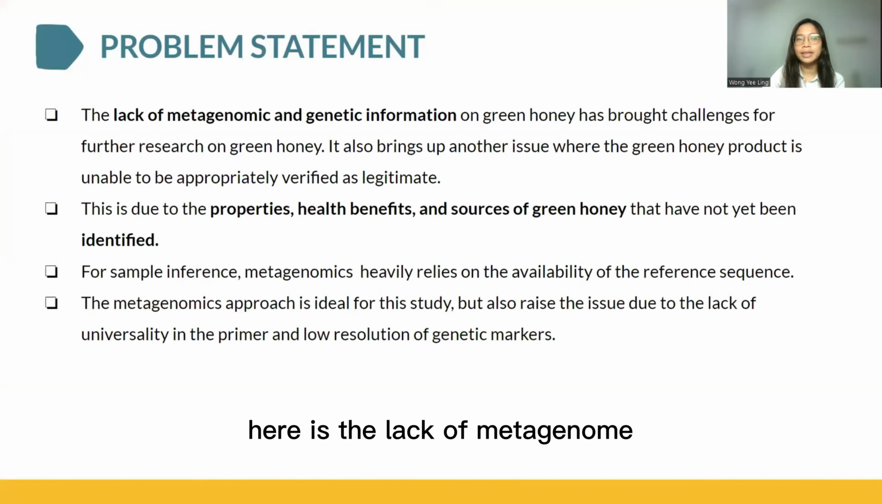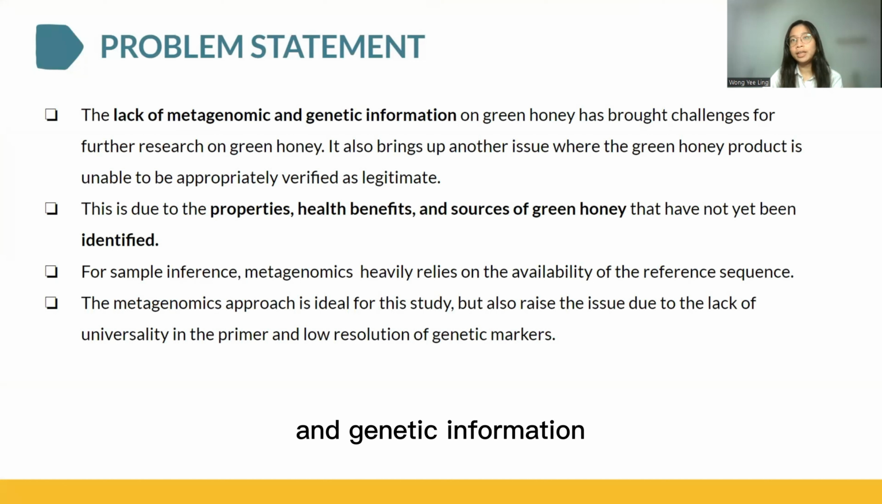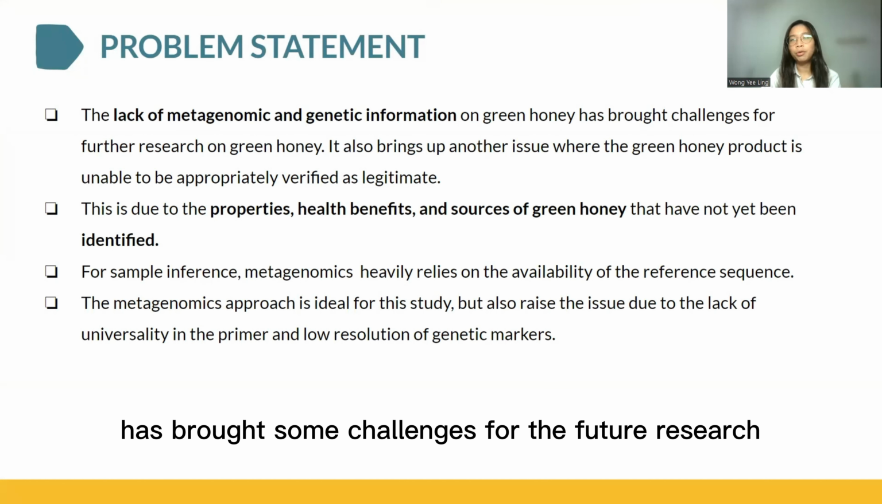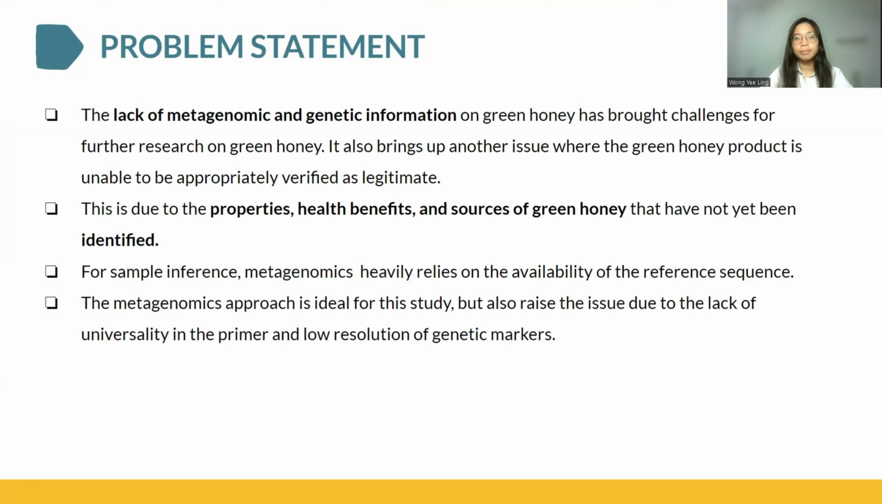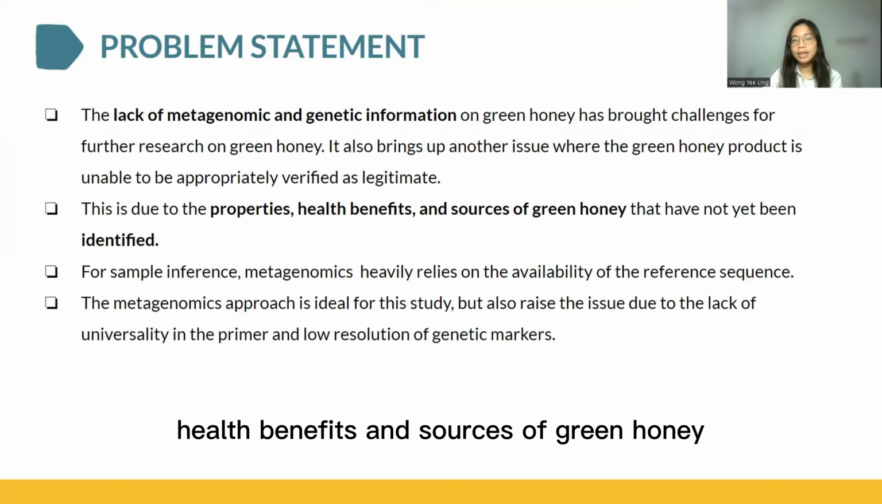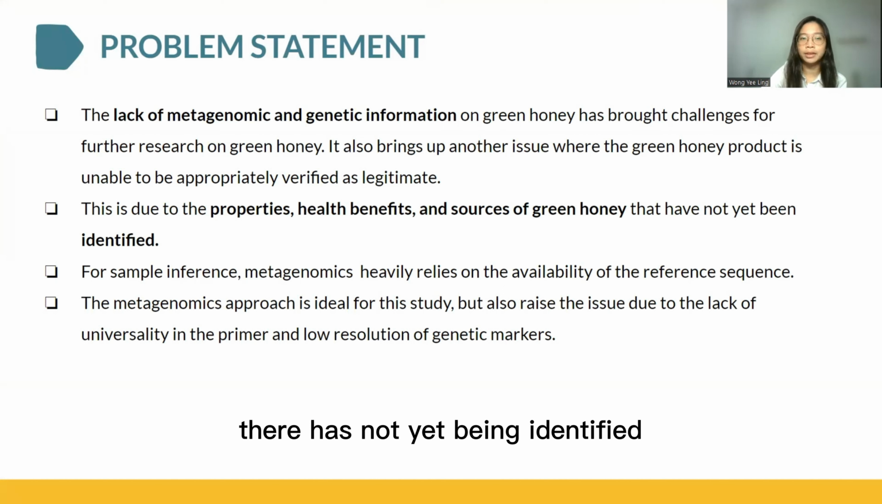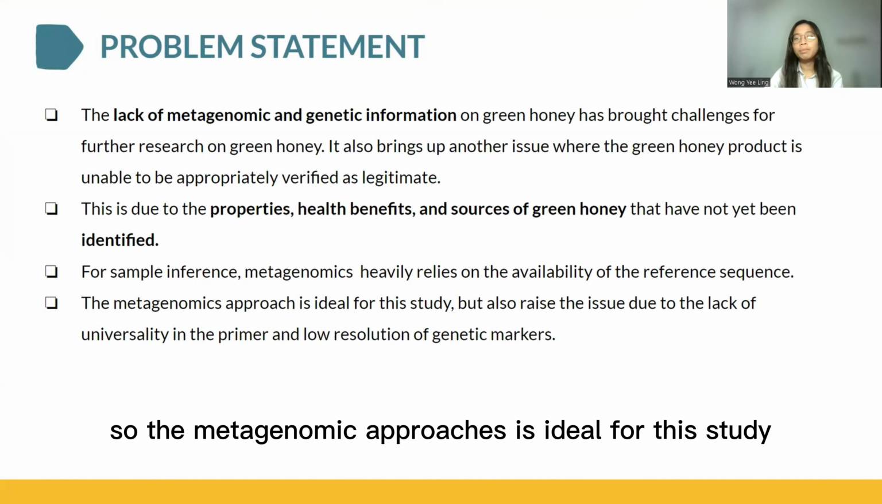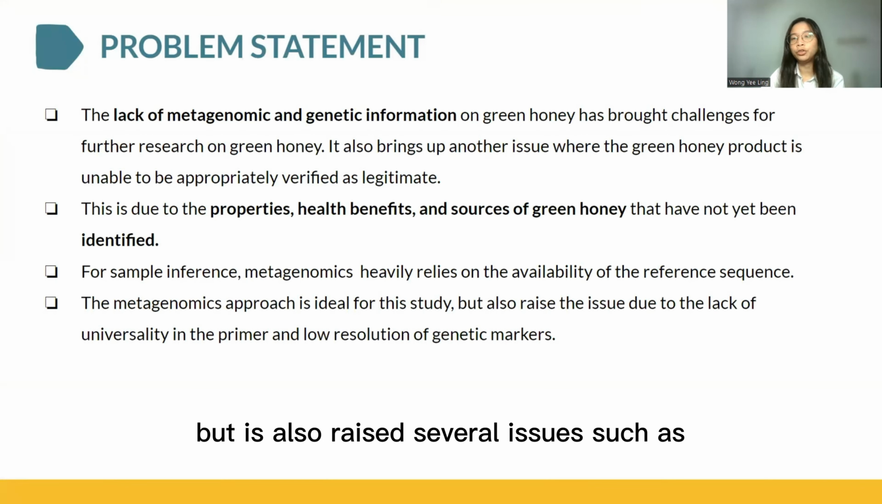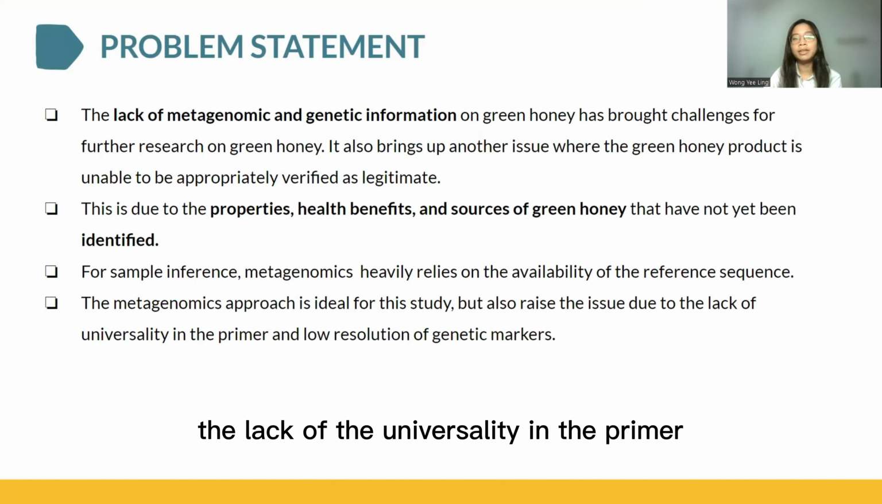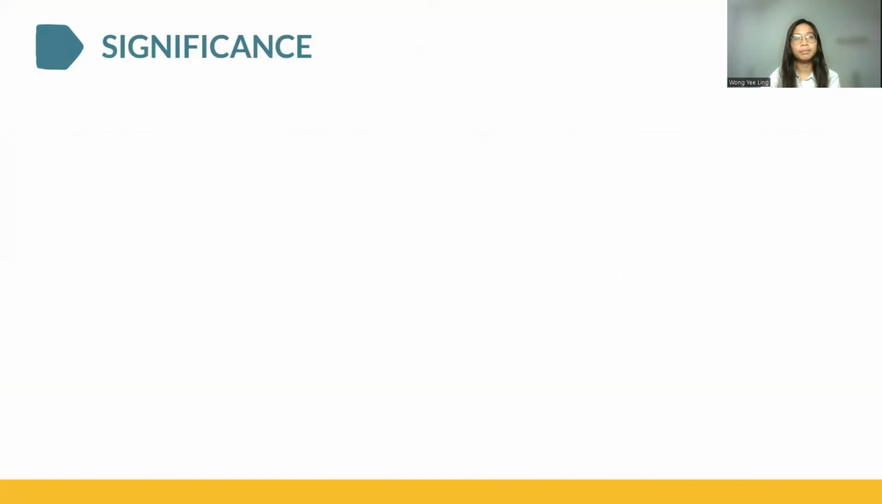The problem statement here is that the lack of metagenome and genetic information of green honey has brought some challenges for future research. This is due to the properties, health benefits, and sources of green honey not yet having been identified by researchers. So the metagenomic approach is ideal for this study, but it has also raised several issues such as the lack of universality in the primer and the low resolution of genetic markers.